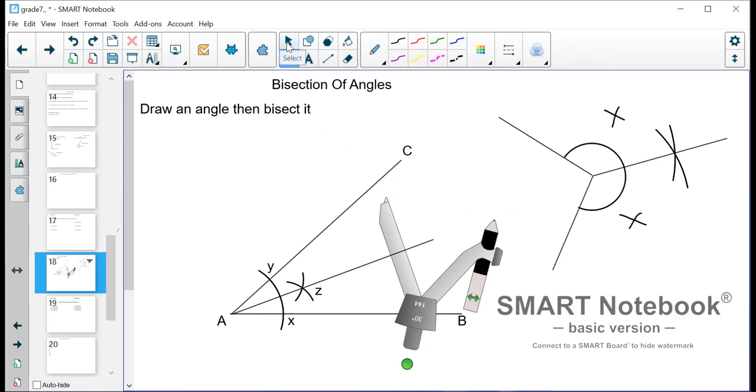Now, why we need to bisect an angle is that when we move to construction of angles, in order to construct some of the angles, we would need to do some amount of bisecting. So it is very important that you understand the concept. It is as simple as drawing your angle, scribing an arc, and then scribing two arcs on the inside. It is as simple as that. Good. Moving on.